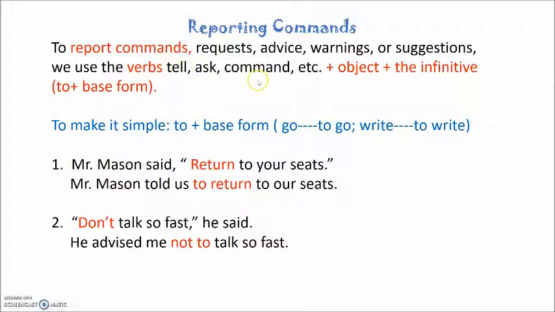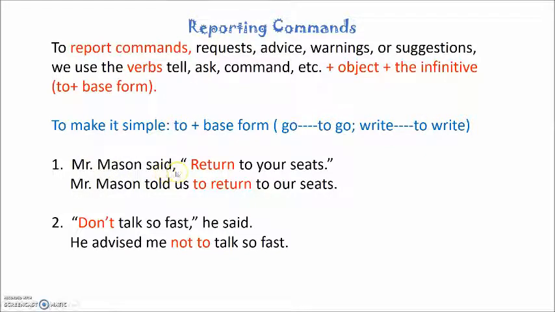Well, I'll use a reporting verb, which is usually given to you. I'll use an object, and I use the infinitive. What is the infinitive? It's to plus the base form of the verb. So to make it really simple for you, you would say, for example, go or come. So she told me to go, or she told me to come, or write. She told me to write.